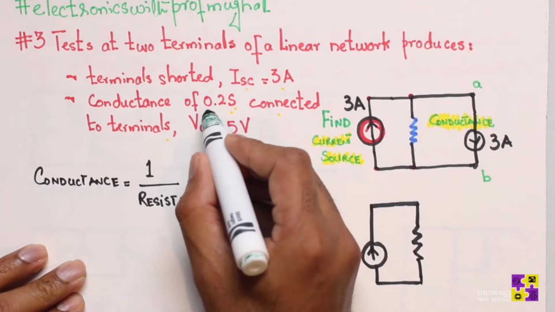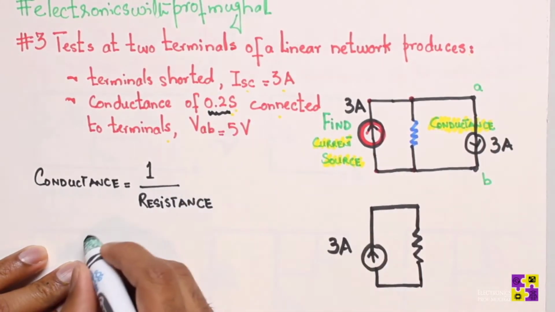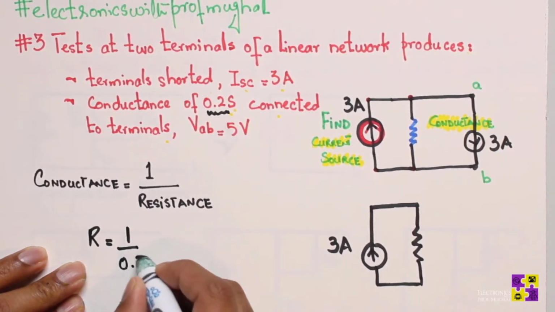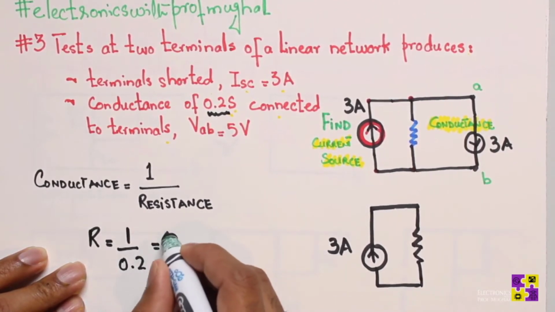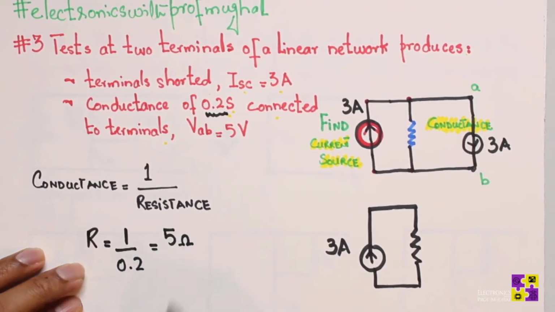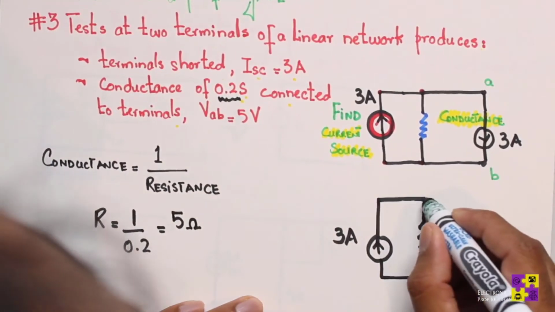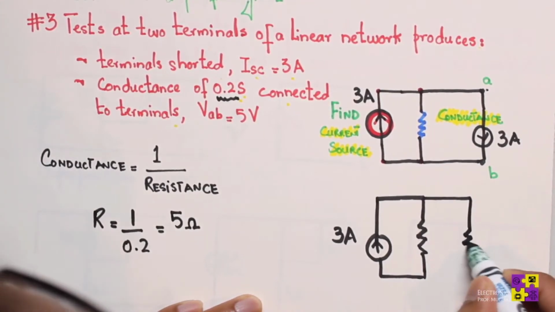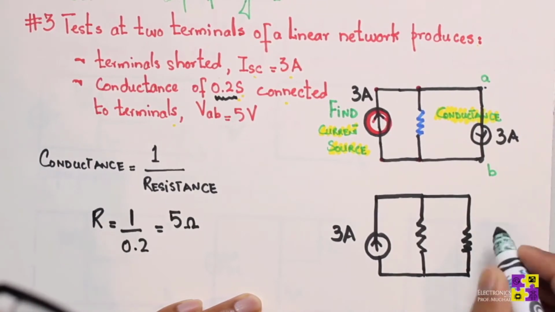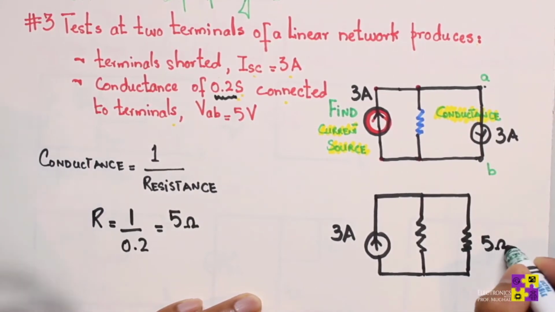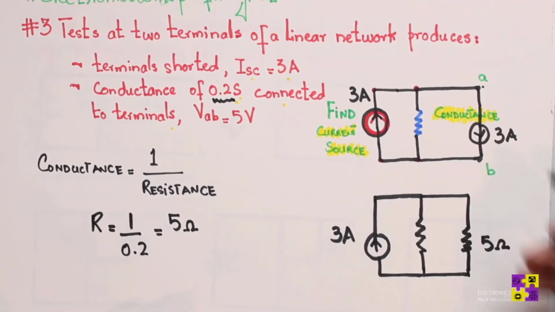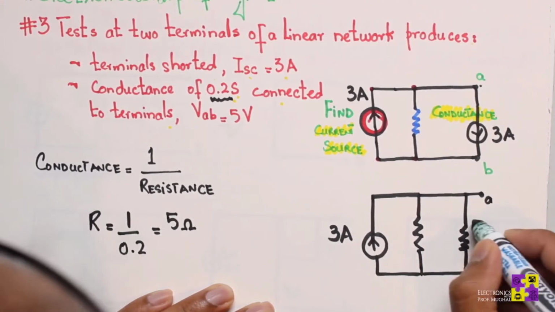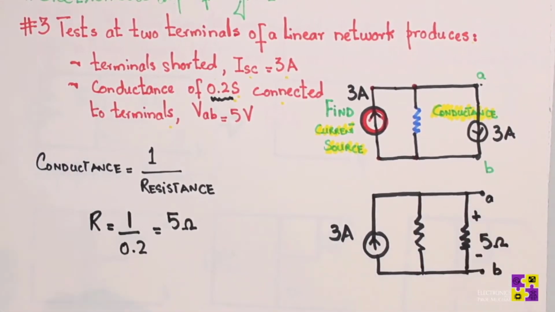So if I need to convert 0.2S into resistance, I simply do 1 over 0.2, and that gives me 5 ohms of resistance. So at the open terminals, now I can draw this resistor and say this is 5 ohms, and the voltage VAB, which is across the two terminals A and B, is 5 volts, correct?